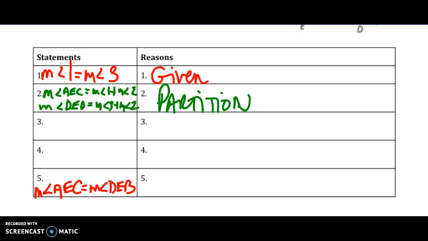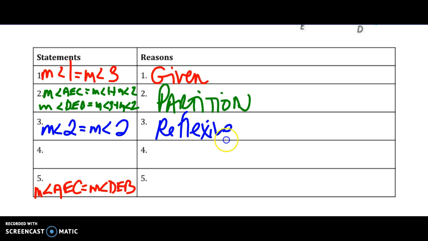Okay, so they gave me angle 1 is equal to angle 3. I see I have angle 2 in both, so I need to state that angle 2 is equal to itself. Seems obvious, but again, you want to state what it is you know from each line. So we know that's reflexive. And the new piece, right here, is I can now set these two equations equal to each other.